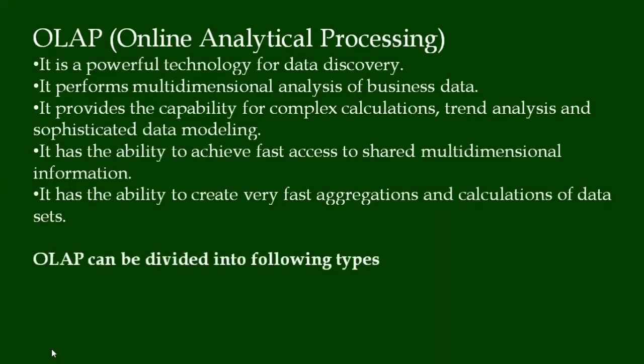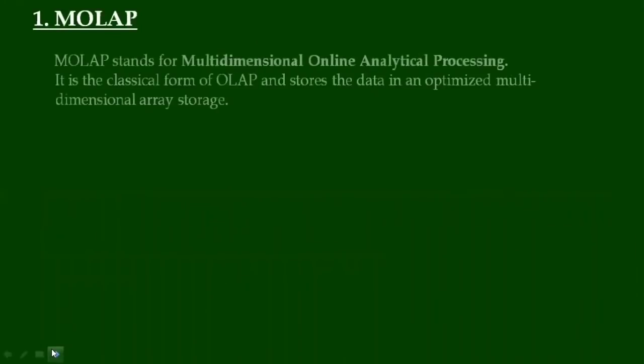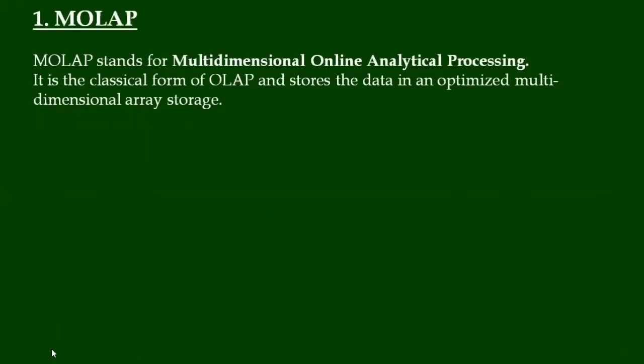OLAP can be divided into the following types. There are three types of OLAP. These are multidimensional online analytical processing, that is MOLAP. After that, relational online analytical processing, and the last one is hybrid online analytical processing. So, what is MOLAP? It is the classical form of online analytical processing and stores the data in an optimized multidimensional array storage. MOLAP stands for multidimensional online analytical processing.